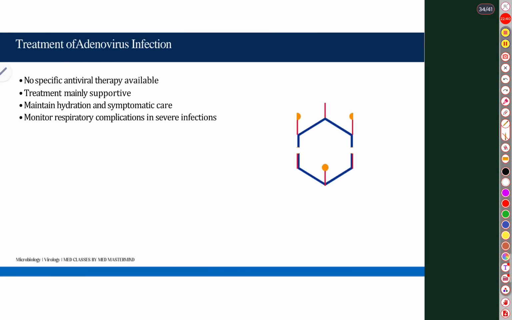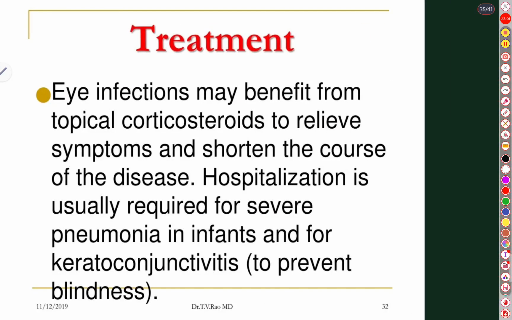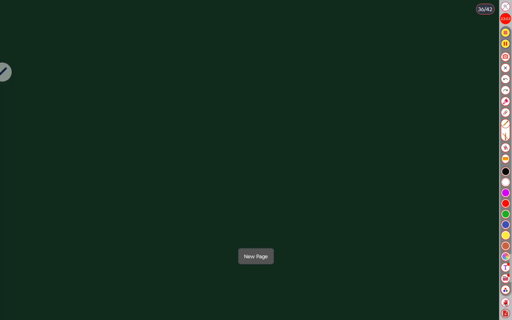For the treatment of adenovirus infection, since no specific antiviral therapy is available, supportive treatment may be done. Maintenance of hydration and symptomatic care are provided, and we monitor respiratory complications in severe infection. We only have to monitor that. So that is the treatment.